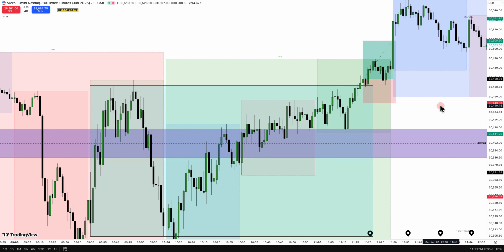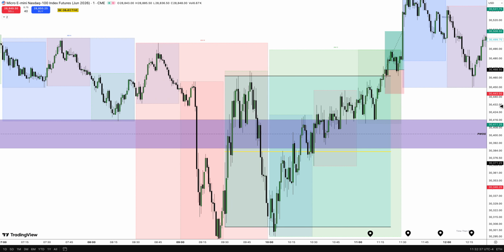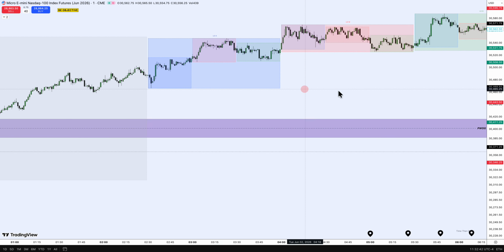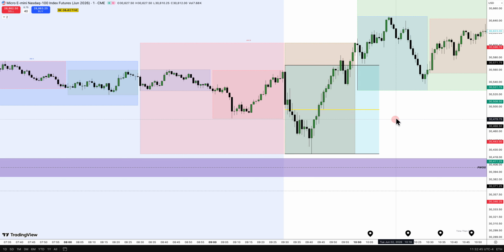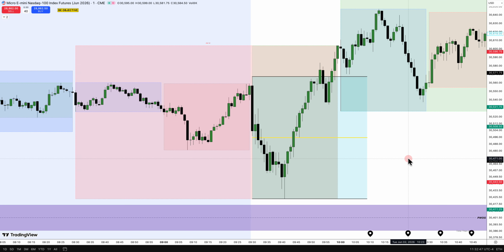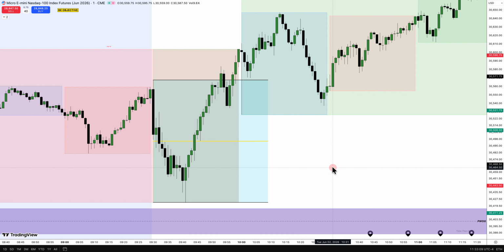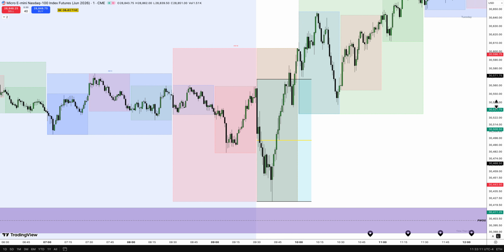So let me give you another example for the last time, okay? We have another example here. As you can see, there is no trade here. Why? Because right after this candlestick closed above, the next candle closed inside. So what do we do? We sit on our hands. We wait for another break below here, but it did not happen.